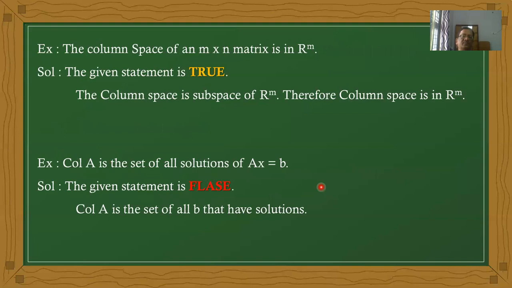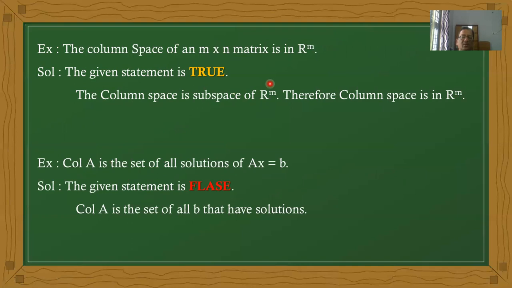Next, the column space of an m by n matrix is in Rm. Yes, it is true. The column space is a subspace of Rm. Therefore, definitely it belongs to Rm.